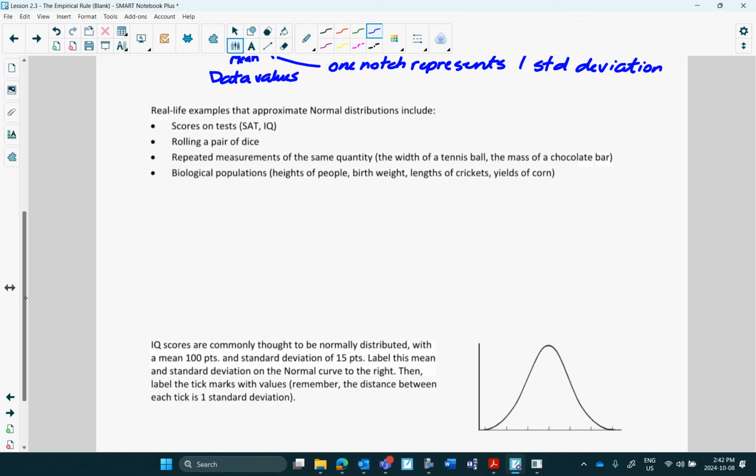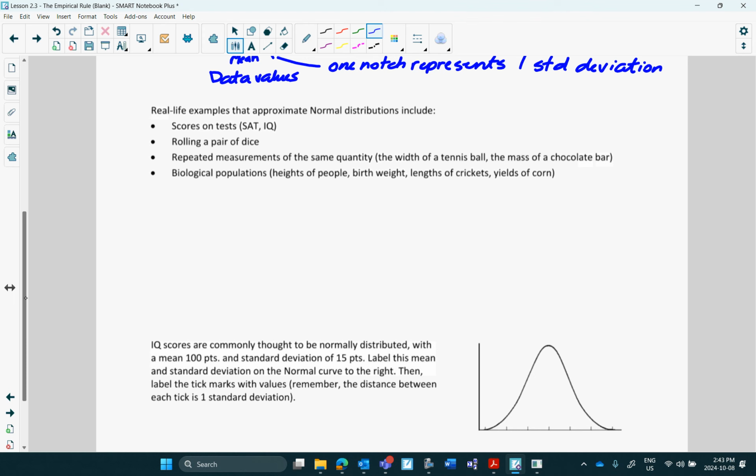Biological populations. And then you see the examples there. In general, the heights of people. The average height of a person, if we say males, what do you think the average height of a male might be in the world? 5'8", 5'9", yeah, maybe around there, right? So we could say that's the middle, and then we would have a significant number above that height, taller, and about the same number below. They would form this normal distribution.